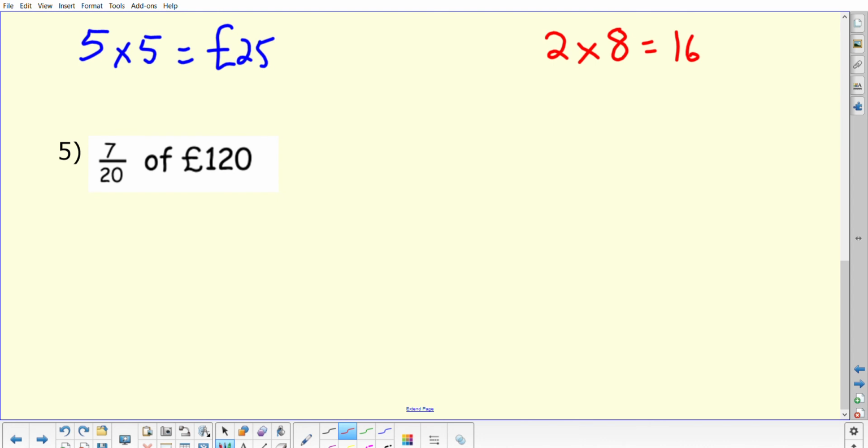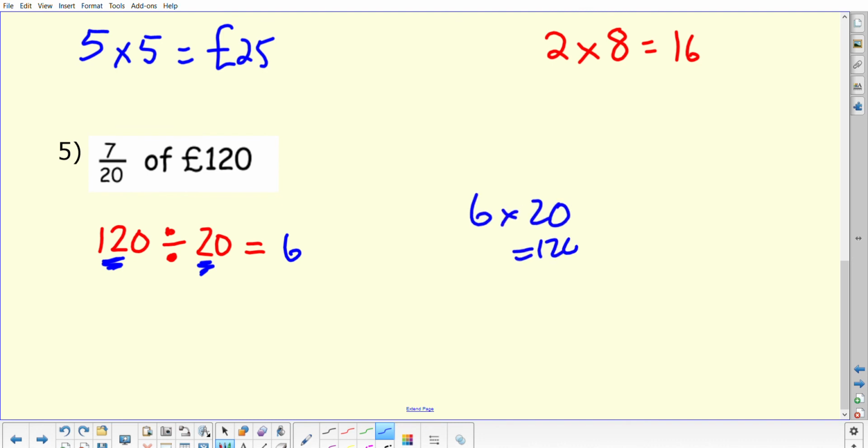The last one, you're working out 7/20 of 120, so you want to know how many 20s there are in 120, and hopefully you can see a wee bit of a connection there between the 2 and the 12, and the fact that it would go in 6 times. Right? 6 times 20 is 120, so when you do 120 divided by 20, you get 6. We want 7 lots of that, so 7 times 6 would give us 42, and we need the pound sign when we do this, and that would be your answer.